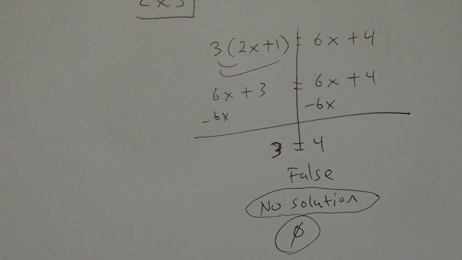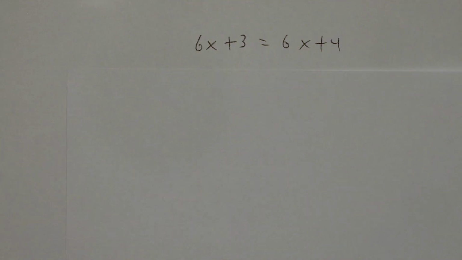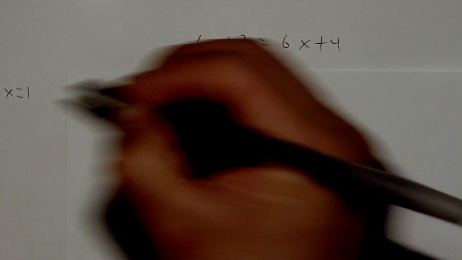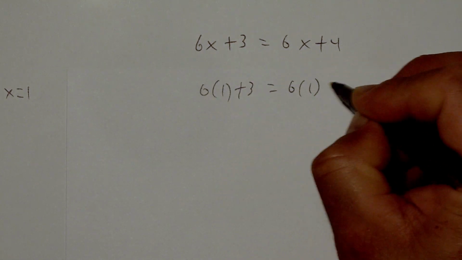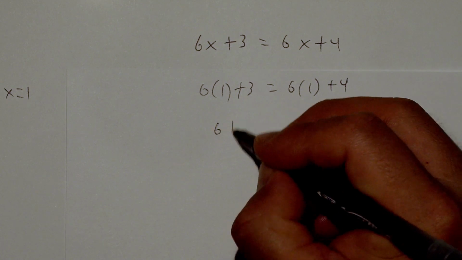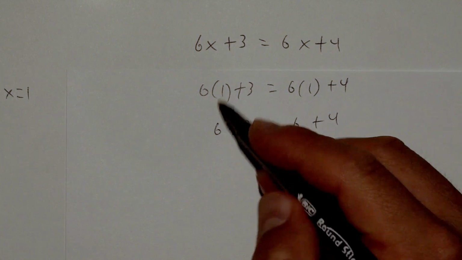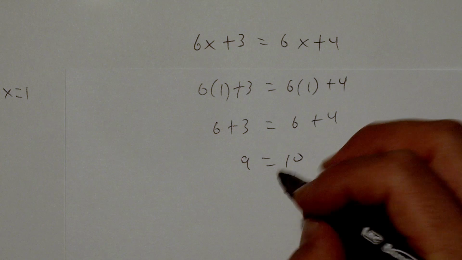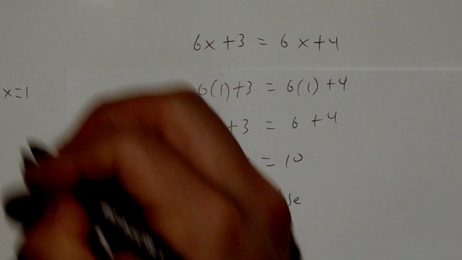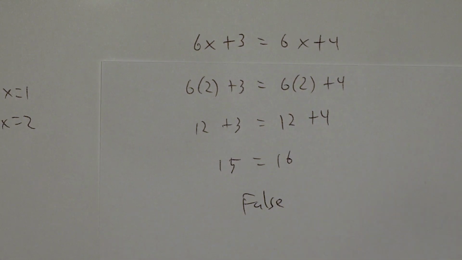So what's happening here? Well, let's go check. Let's come back to this right here when we were at this. Let's just let x be random numbers. Let's let x be 1. Look at that. 9. So 6 plus 3 is 6 plus 4. That's not true, right? Then we get 9 equals 10. And that's false. Let's let x equal 2. Again, that's false.